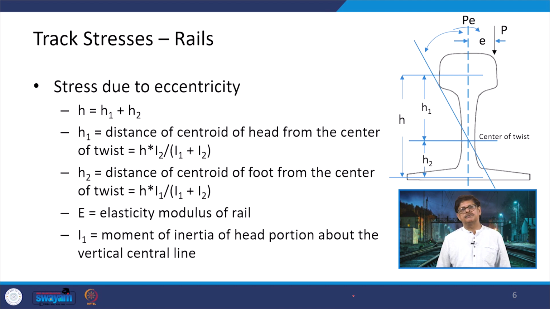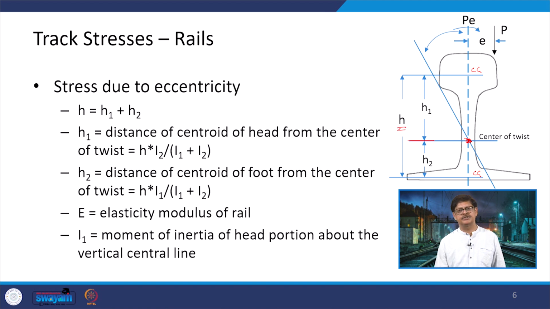And when we talk in terms of the axis, suppose this is the axis being shown here, and this axis gives you a condition that there is a possibility of a twisting. If that twisting happens here, then the point which you get from the twisting axis versus this horizontal axis will give you the value of H1 and H2 with respect to the CG of the head and the CG of the foot.